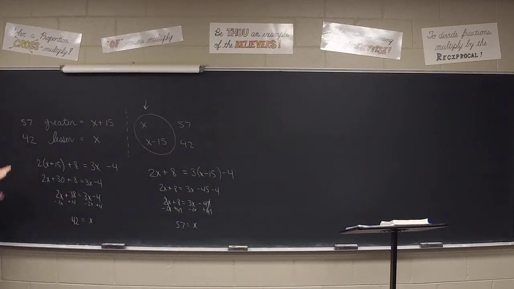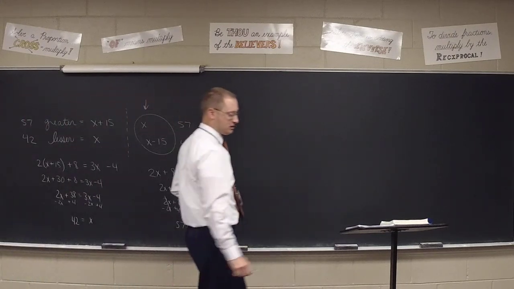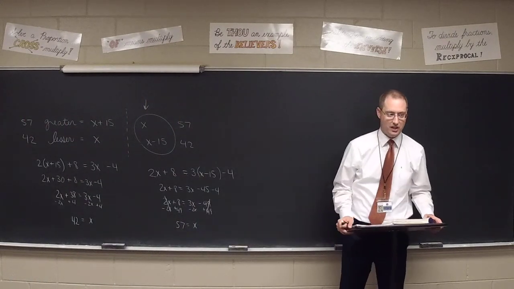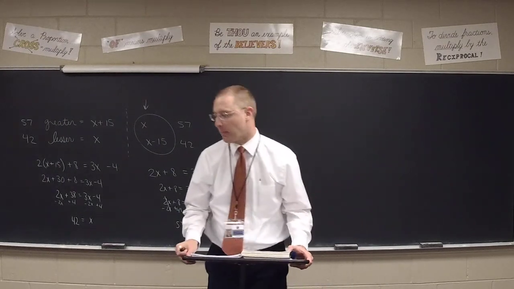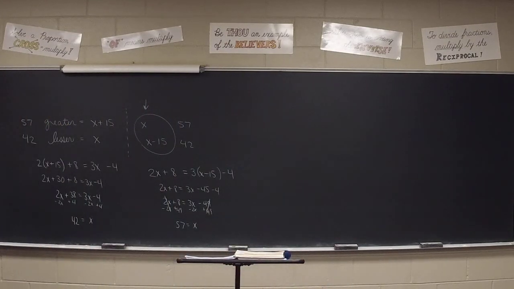Now, you get a different x depending on which way you solve it, right? But the actual answers of 57 and 42, you get regardless of the way in which you solve it. Questions on that? Does it make sense now if it didn't make sense before? All right, got a couple more word problems for you. And let's go and take a look at the screen here.